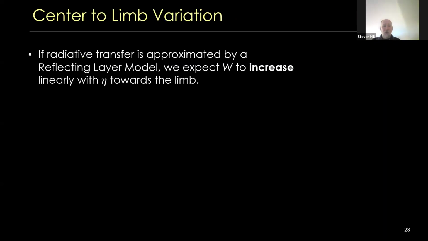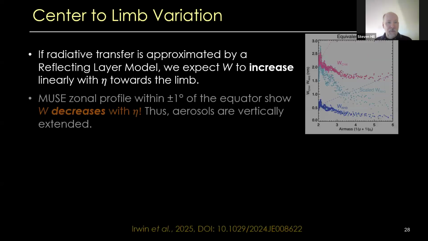What else can we use to support this? If we look at center-to-limb variation, then we can have some expectations based on this reflecting layer model. If we have a reflecting layer model, then at the limb we expect to be looking through more atmosphere, so we expect there to be more gas absorption and equivalent width to increase linearly with air mass towards the limb.